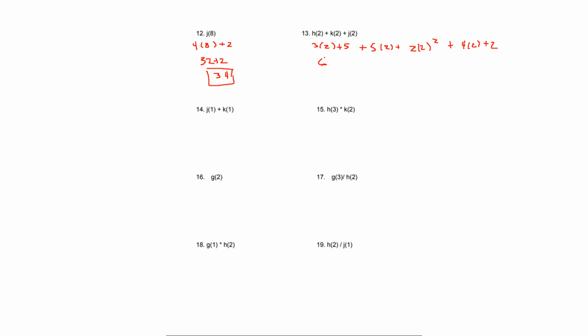We have 3 times 2, which is 6, plus 5, plus 5 times 2, which is 10, plus 2 squared is 4. 4 times 2 is also 8, plus 4 times 2, which is 8, plus 2, which is 11, plus 10, plus 8, plus 8, plus 2. This is also equal to 21 plus 8 plus 10, or just 39 for number 13.